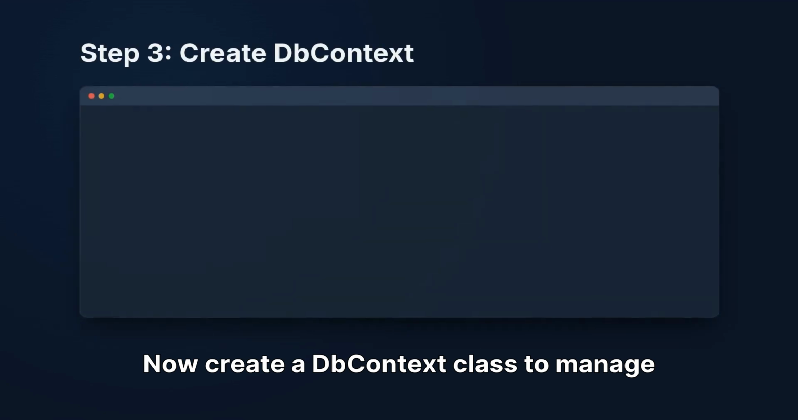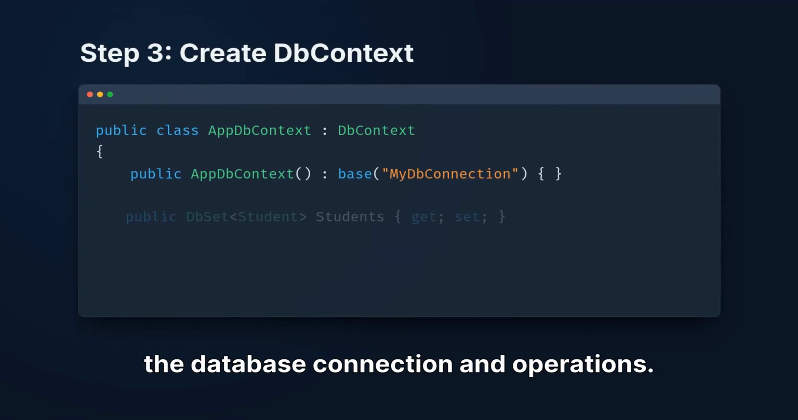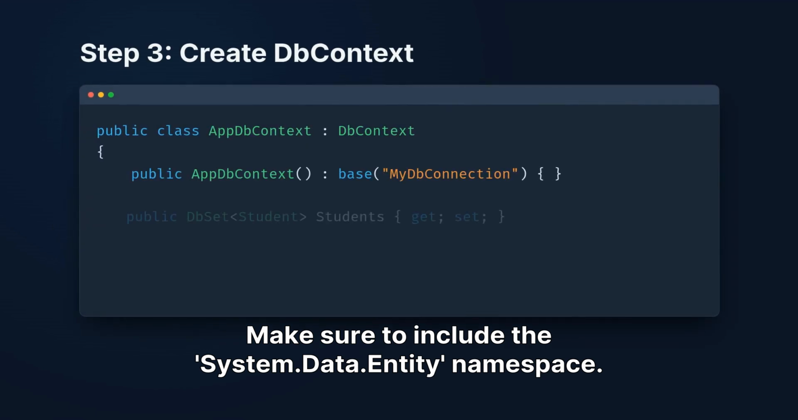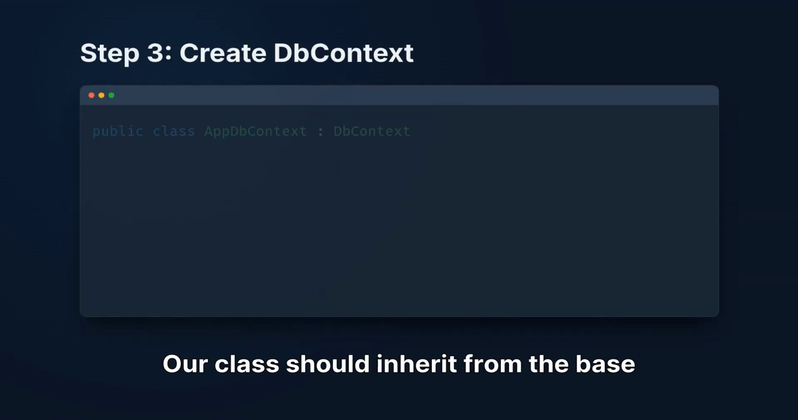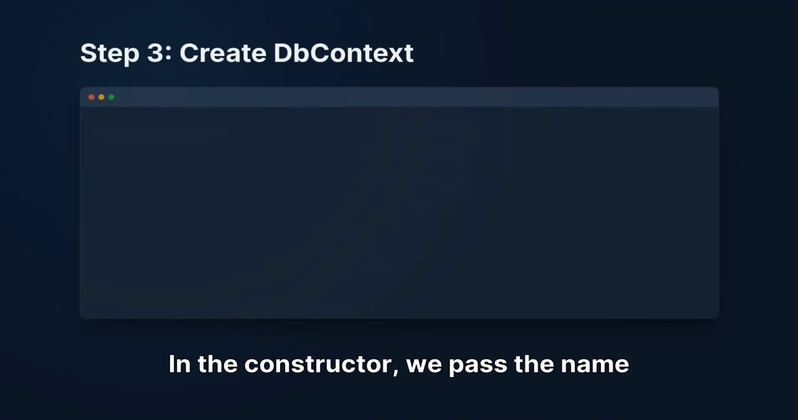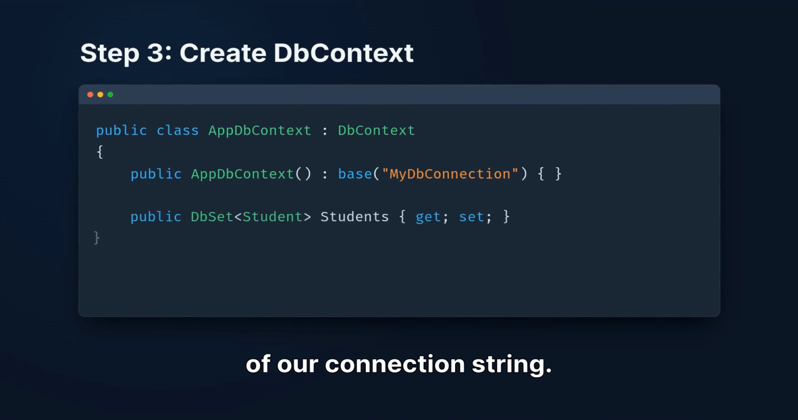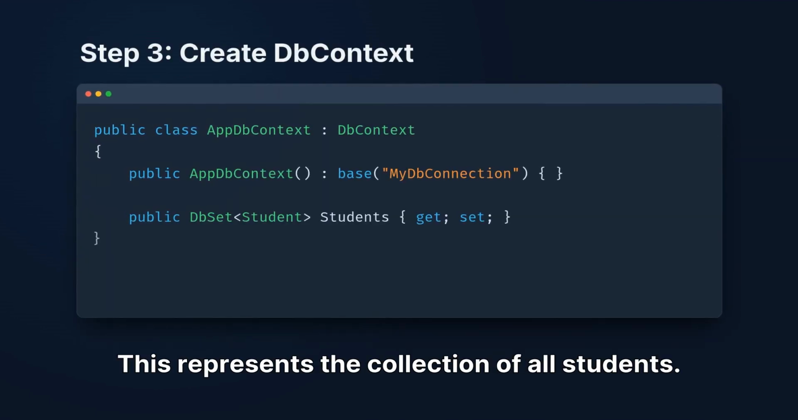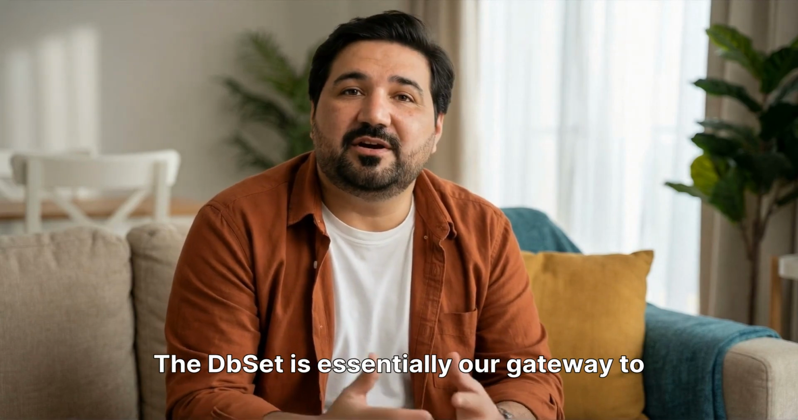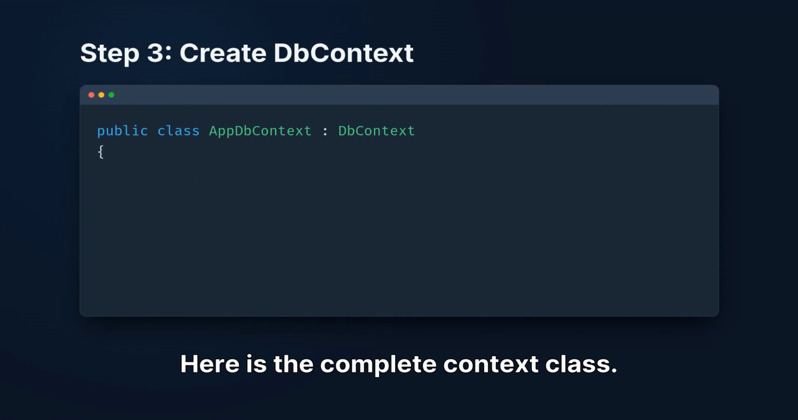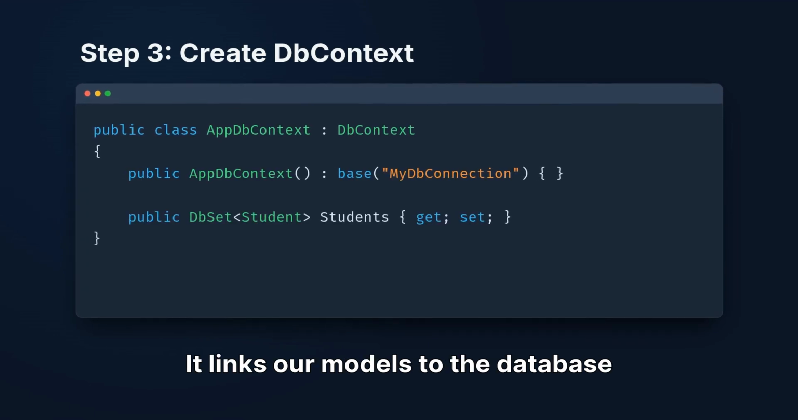Now create a DbContext class to manage the database connection and operations. Make sure to include the System.Data.Entity namespace. Our class should inherit from the base DbContext class provided by EF. In the constructor, we pass the name of our connection string. Now define a DbSet of students. This represents the collection of all students. The DbSet is essentially our gateway to the students table. Here is the complete context class. It links our models to the database logic.